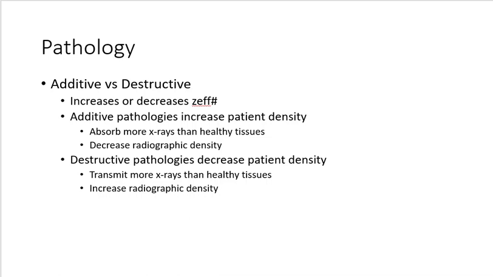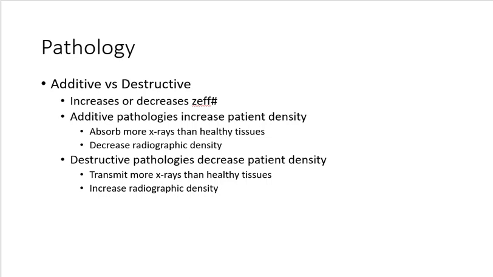So again, patient density: how hard is the tissue? How solid is the tissue? How hard is the tissue to penetrate? Radiographic density: how bright or how dark is the image of that particular tissue type. So the darker the image, the higher the radiographic density, but the lower the patient density. So additive pathologies create patient density.